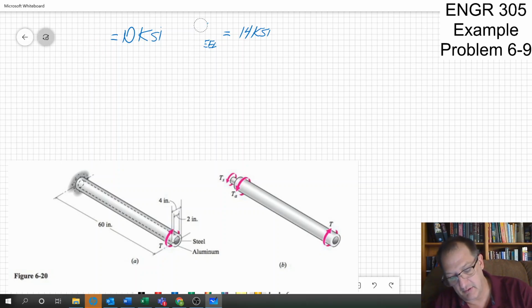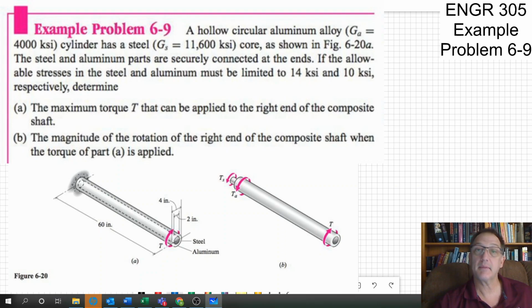How did that problem statement read? Why am I thinking sigma? This is my shear in the aluminum and my shear in the steel. Let's take a look at that problem statement again. The allowable stresses must be limited to steel and aluminum. I don't know what they're asking. I don't know whether they're telling me the maximum shear stress or the maximum normal stress.